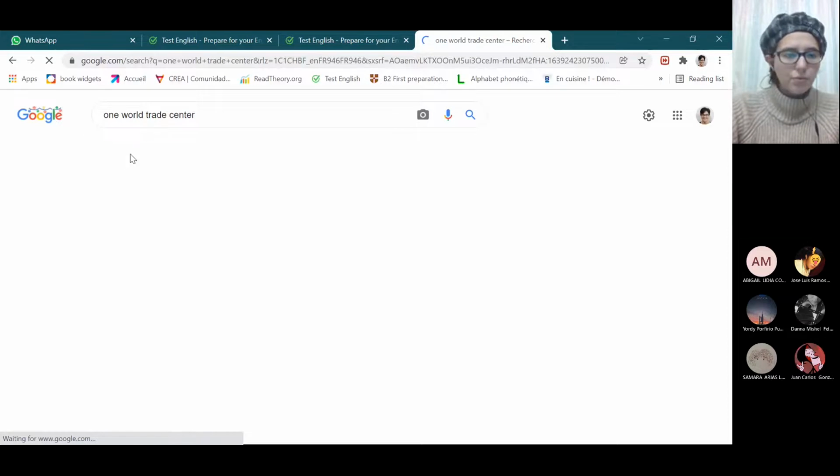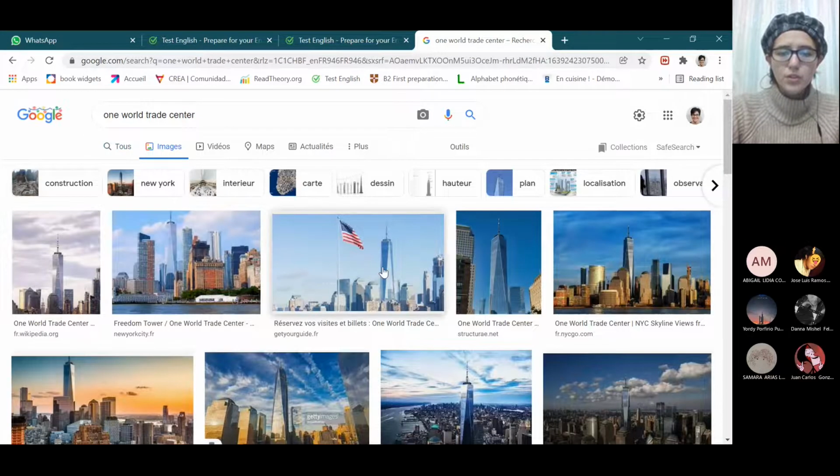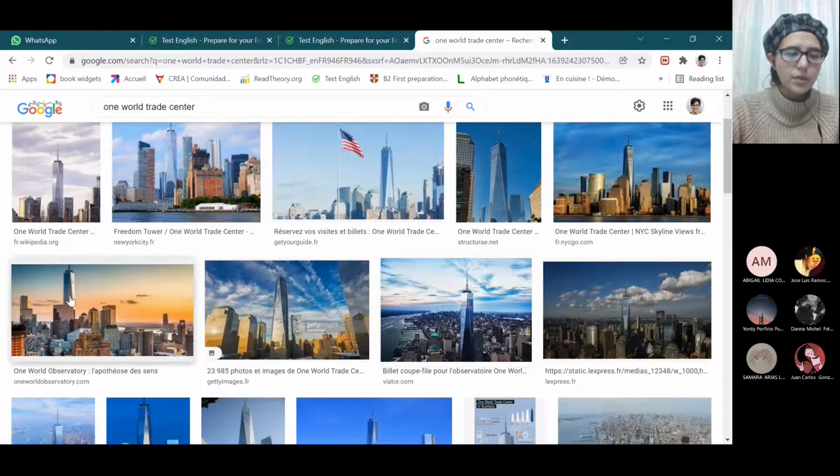Yeah, it's a famous building in New York. It's the tallest building in New York. So you can see everything, and there is the One World Trade Center.